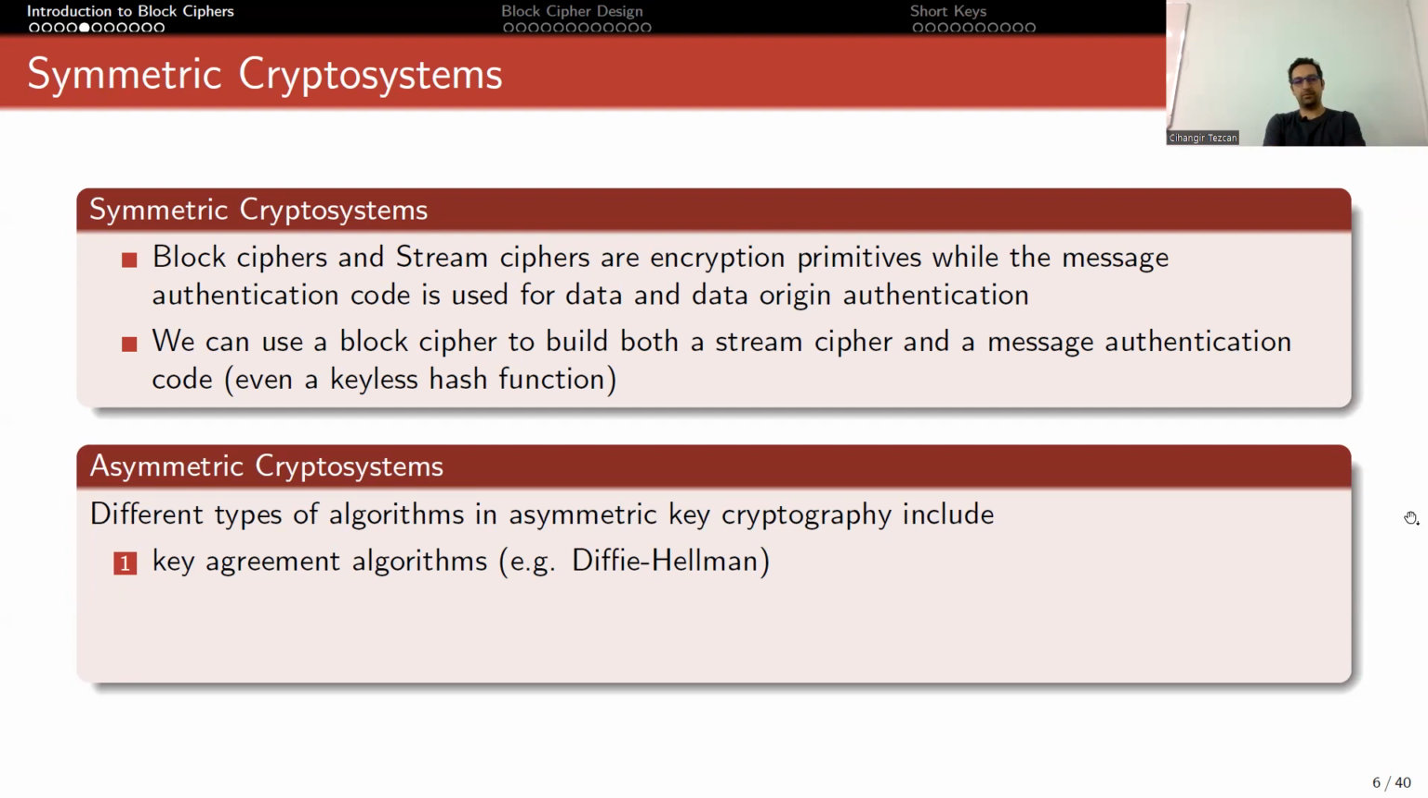The asymmetric key crypto system part is relatively new compared to symmetric key crypto systems, because symmetric key crypto systems actually date back to the invention of maybe the letters, right? But asymmetric key cryptography, thanks to Diffie-Hellman, became famous around 1976. So there are different types of algorithms here. One of them is key agreement algorithms, like the Diffie-Hellman key exchange algorithm.